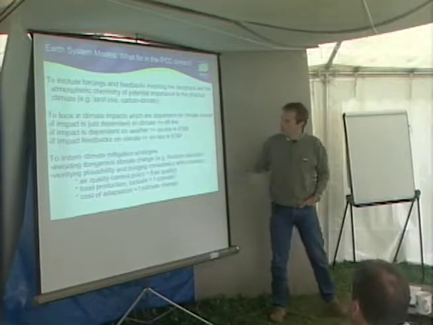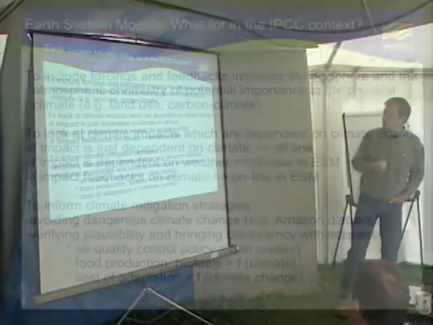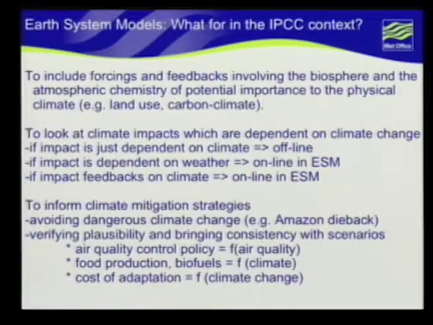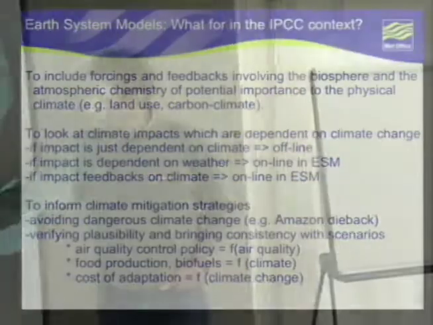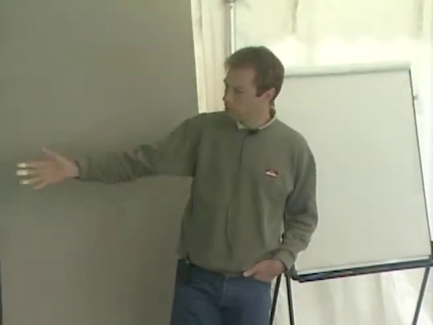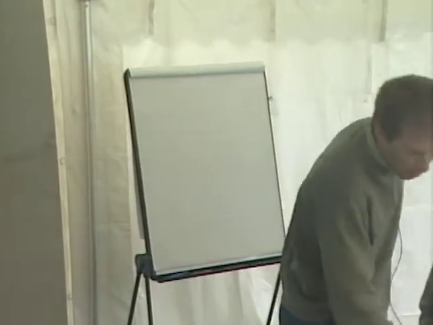The third main reason to have Earth system models is to inform climate mitigation strategies, and we've discussed that quite a bit this week, so I'm not going to go beyond what I put here. We want to avoid dangerous climate change, for instance the Amazon dieback, and that's best done in an Earth system model. We want to verify the plausibility, and we want to bring consistency with the emission scenarios. And we've heard about air quality control policies, the competition between food production and biofuels, which is a function of the economy but also a function of the climate. And the cost of adaptation, which has to be included in these models, is also a function of climate change. So those are the three main reasons.